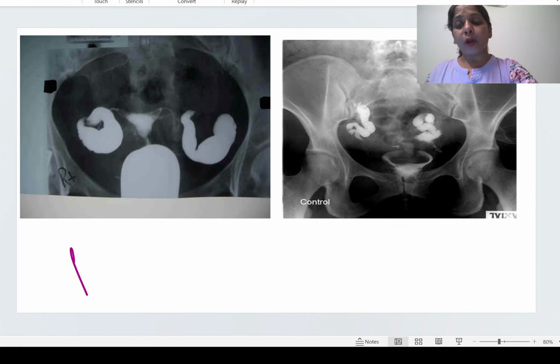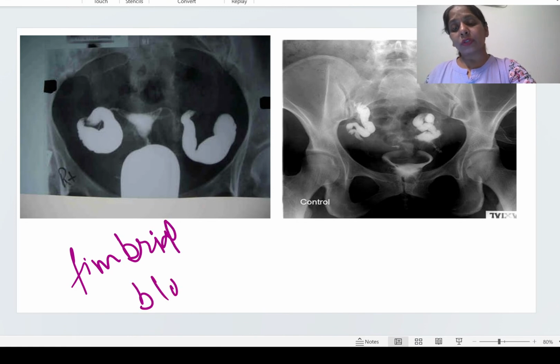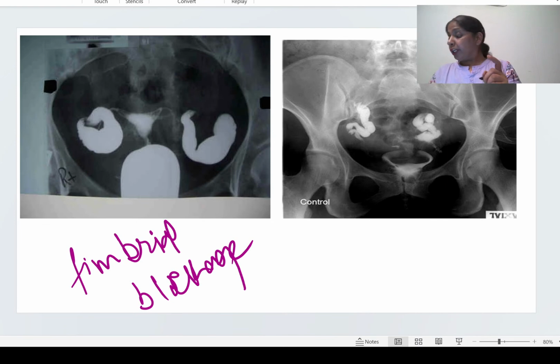Now this is the image of fimbrial blockage. Dye has gone up till last, so this is the image of fimbrial blockage. Only two types of blockage will be asked, either cornual or fimbrial. If you are seeing the tube, it means it is fimbrial. If you are not seeing the tube, it means it is cornual.